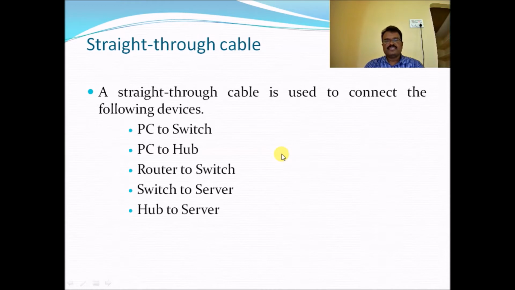So a straight through cable is used to connect devices like PC to switch, PC to hub, router to switch, switch to server and hub to server. If we observe these, any of the two combinations, they are completely different from each other. So straight through cabling is used for connecting two different devices, nothing but dissimilar devices.